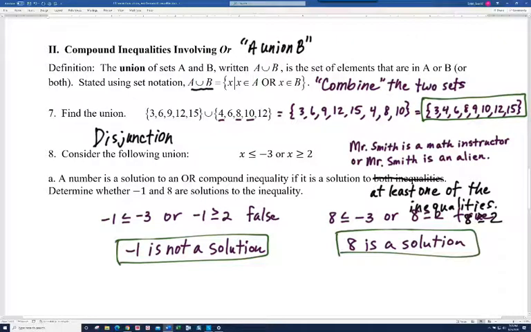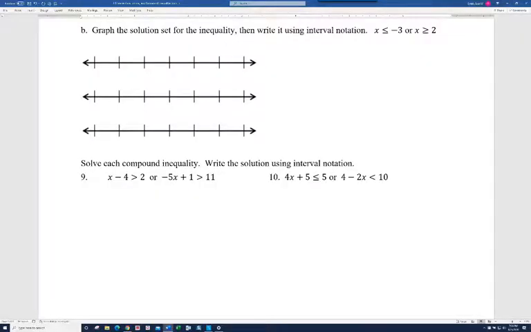So again, with and statements, in order for that statement to be true, or like with inequalities, the value is a solution if it works in both. Otherwise, it's not a solution. With or statements, it only has to work in one of the inequalities to be a solution. All right, let's move on to our last page.